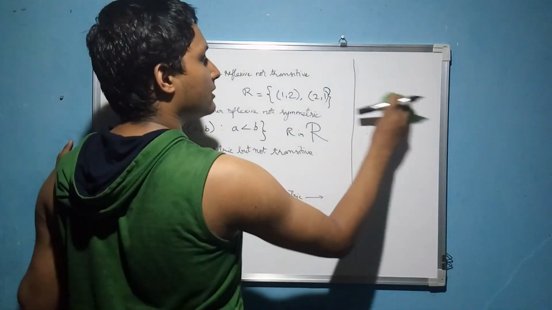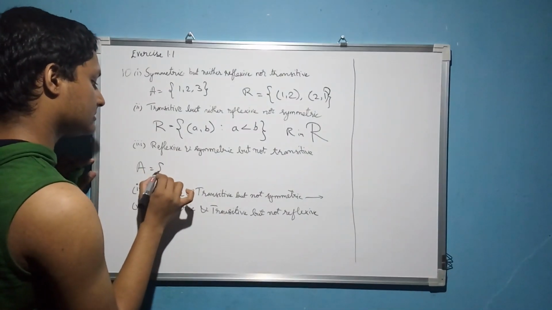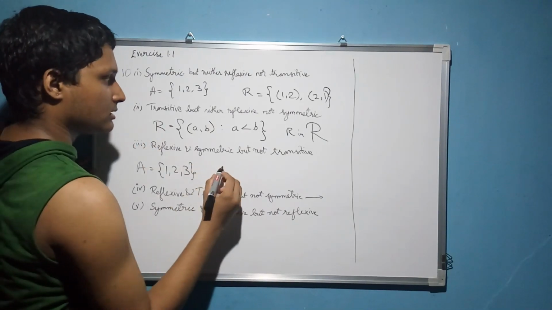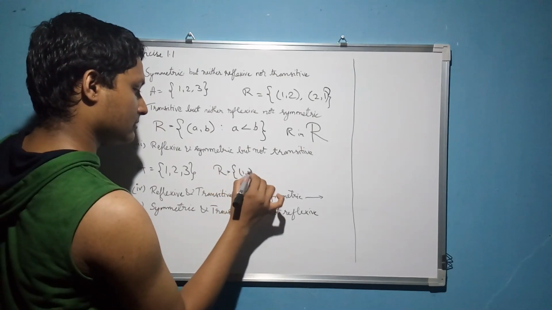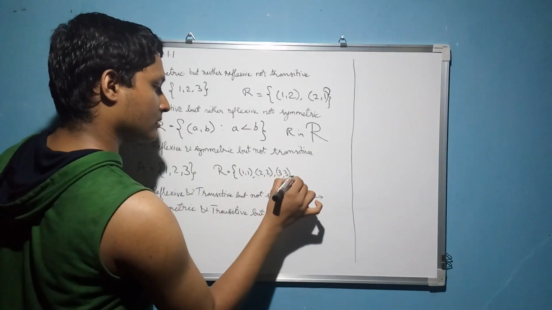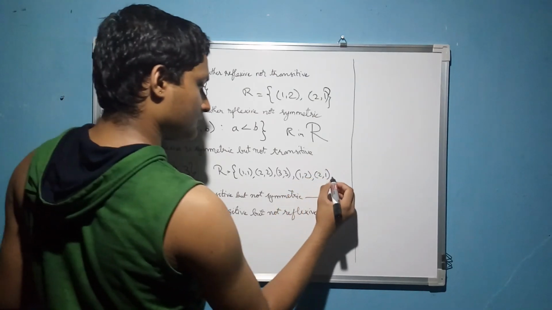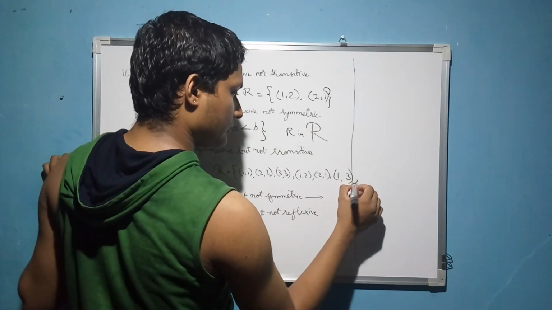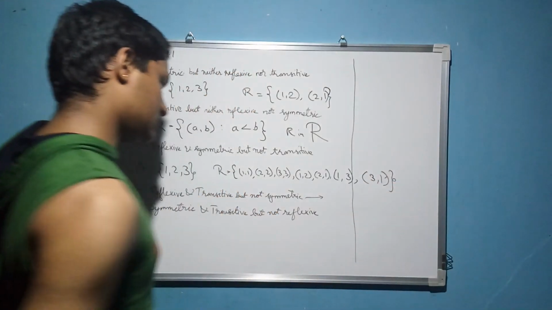The simplest one to give for that is, I'll take the same set, 1, 2, 3. R is equal to {(1,1), (2,2), (3,3), (1,2), (2,1), (1,3), (3,1)}. Yes, this much is enough, I think.